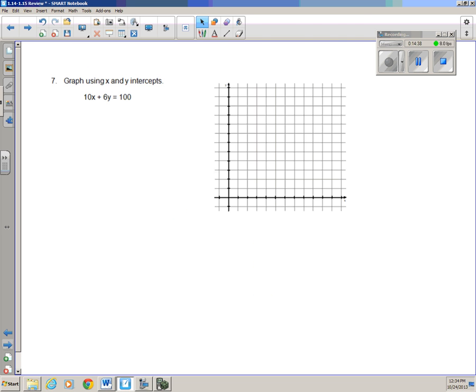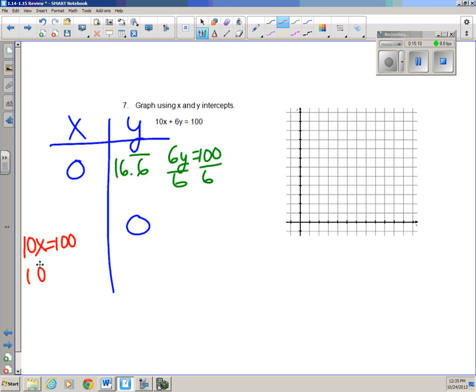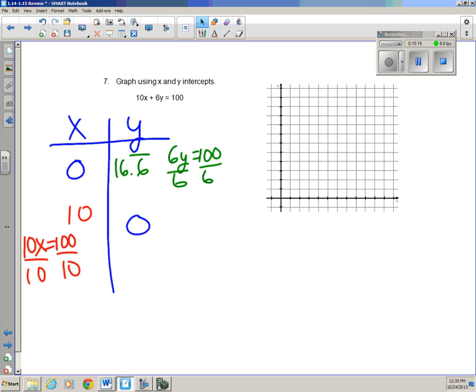X and y intercepts, I'm not going to worry about going into y equals. I'm just going to go into a table and I'm going to write in 0, 0. If x is 0, then that means 6y is supposed to equal 100. Well, when I divide both sides by 6, I don't get a whole number. I get 16.6 repeated. That's okay. If I now use y being 0, then I get 10x equals 100. Well, this one is nice. What comes out for x is 10.